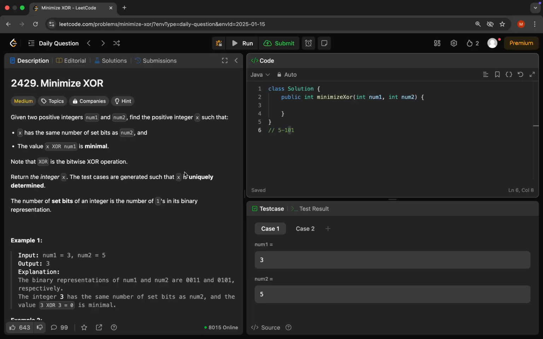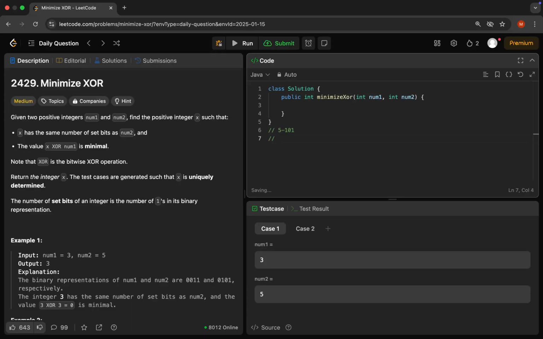So what we have to do, we have to find an x which has the same number of set bits as num2 and the value of x XOR num1 is minimal. And what we will do, we will take the bitwise XOR of num1 and x. It should be minimal. Let me tell you what the XOR operation is.